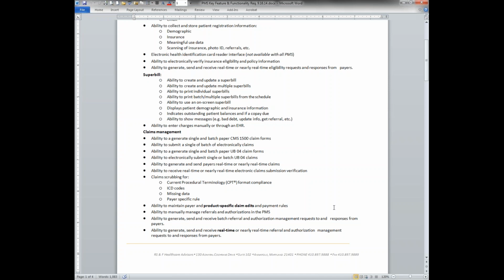We talked a little bit about claim scrubbing a little earlier, and the importance of claim scrubbing is it really allows us to take a closer look at your CPT codes, your ICD codes, missing data within the claim, and then most importantly, your payer-specific rules. So when scrubbing is done by the claims management part of your system, internally the changes can be made to make sure that when claims are being submitted, they're as clean as possible and compliant as well.